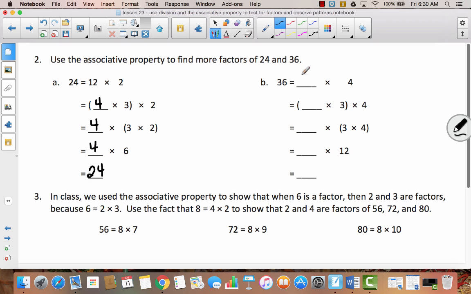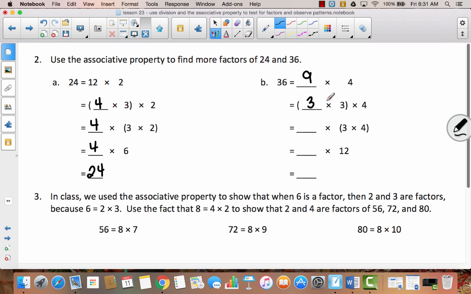All right, let's try this again with 36. So we've got something times 4 equals 36. So think about your multiplication facts. Hopefully you remember that 9 times 4 is 36. So they decompose 9. So what times 3 equals 9? 3 times 3, right? So if we went ahead and multiplied 3 times 3 again, we would still end up with 9 times 4. Well, we already know 9 and 4 are factors of 36.